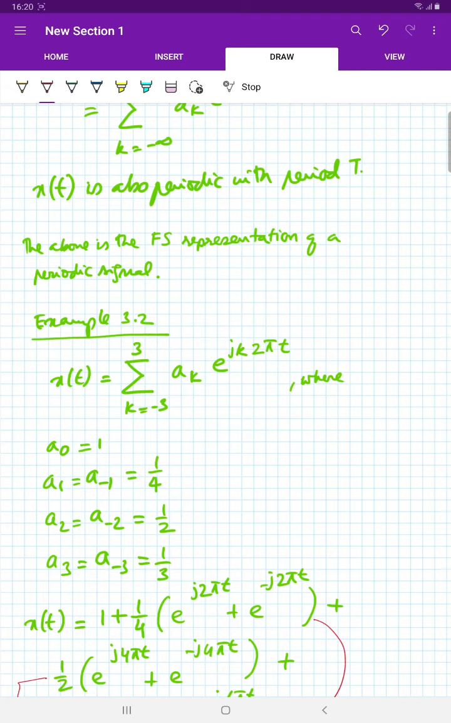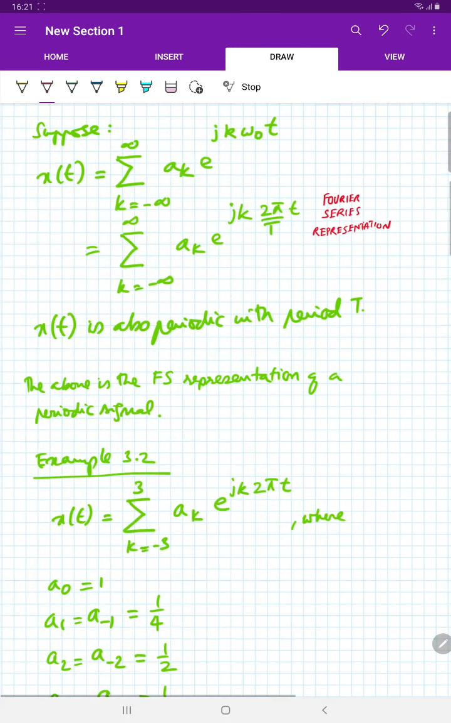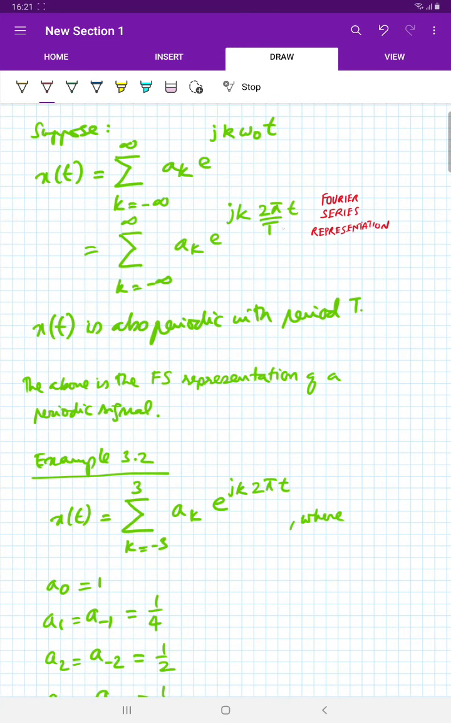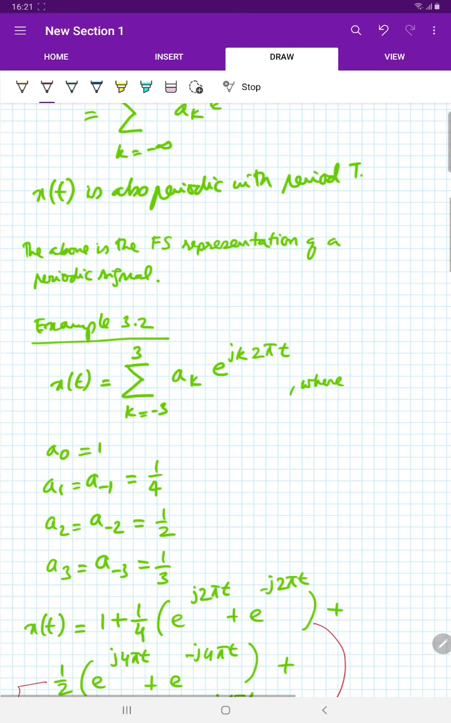So let's see an example. This is example 3.2 from the book, because this is illustrative of the idea. So here we have taken a finite linear combination. X of t is equal to the sum over k from minus 3 to 3 of a k e raised to j k 2 pi t. Okay, so here our capital T is 1. So the period of the signal is 1.